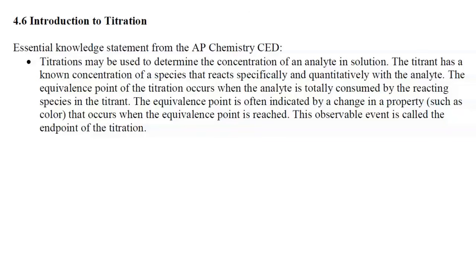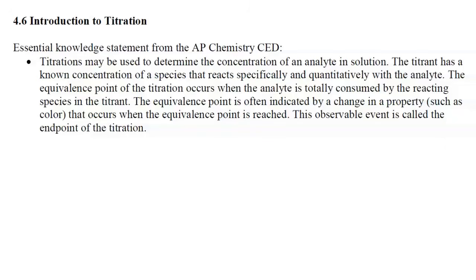Titrations may be used to determine the concentration of an analyte in solution. The titrant has a known concentration of a species that reacts specifically and quantitatively with the analyte. The equivalence point of the titration occurs when the analyte is totally consumed by the reacting species in the titrant. The equivalence point is often indicated by a change in a property, such as color, that occurs when the equivalence point is reached. This observable event is called the endpoint of the titration.